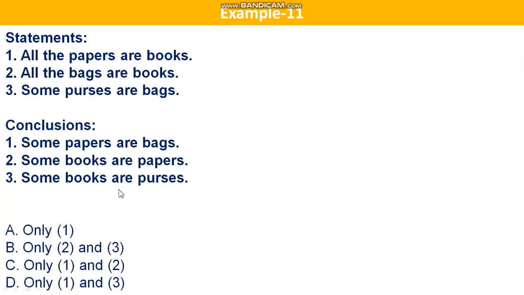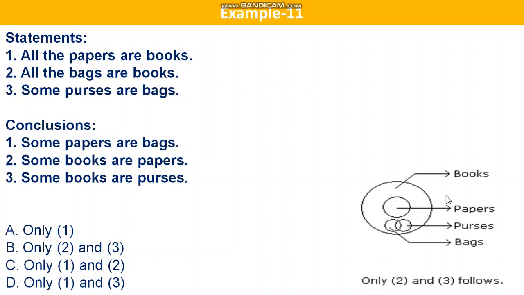3 statements and 3 conclusions. Statement number 1: all the papers are books, all the bags are books. Some purses are bags. All papers are books, all bags are books. It will be like this. All papers are books, all bags are also books.